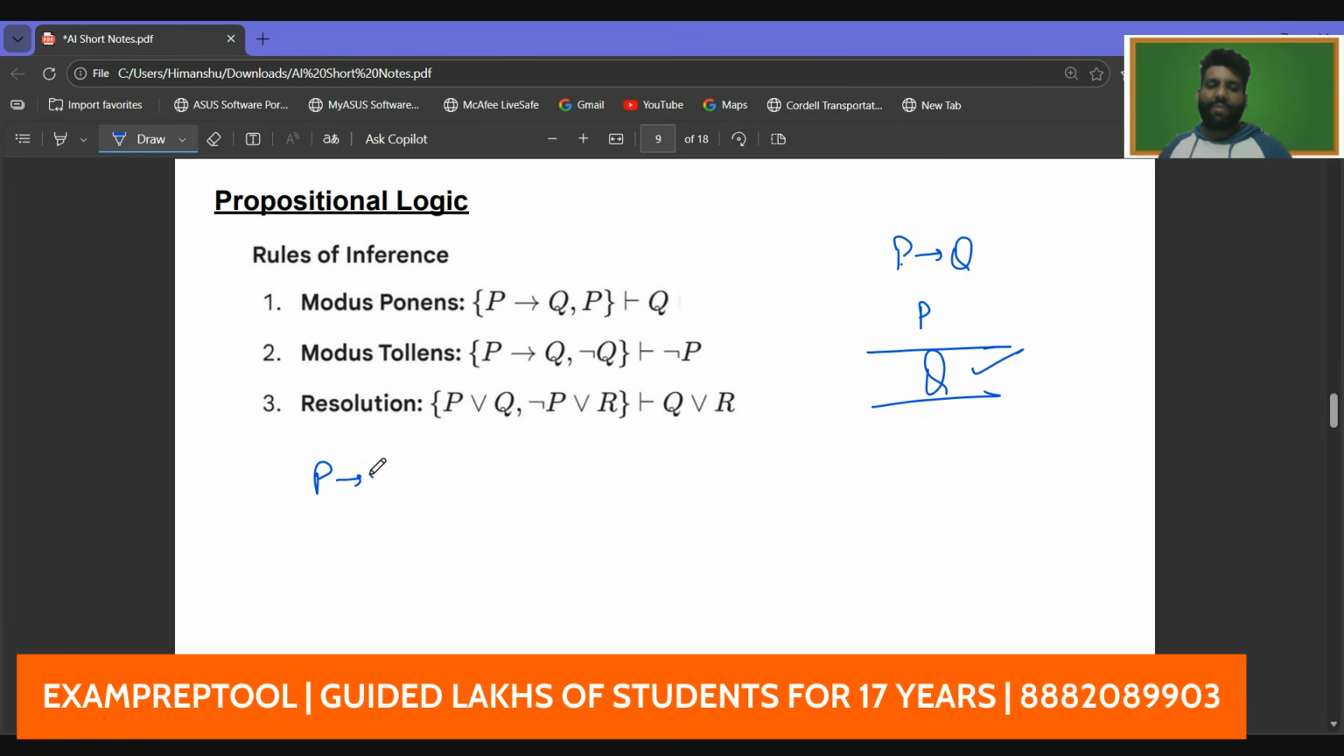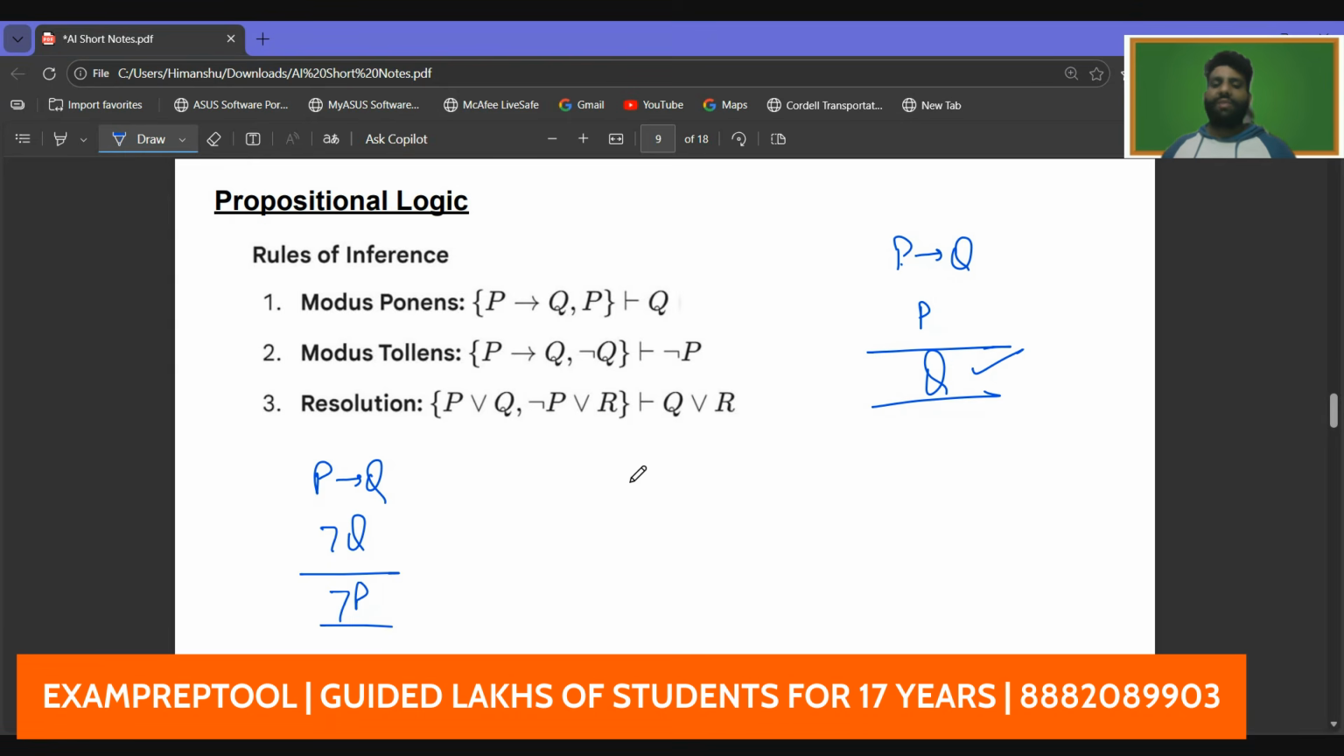Similarly, if I'm saying P implies Q and negation of Q, this is not true, and this was overall true. If this is false, I cannot make this true, because true implies false would be false. So in that case, if this is not true, this also has to be not true. We know that. Okay, some inference rules.